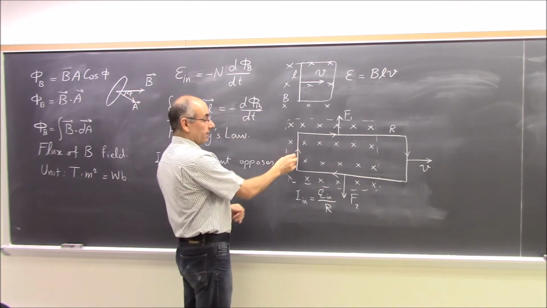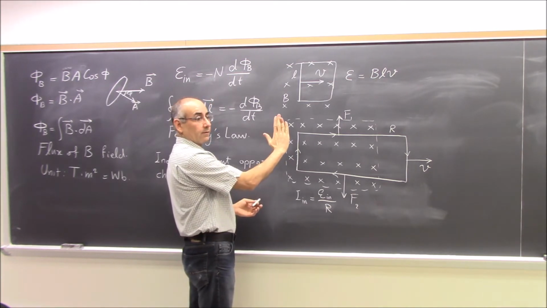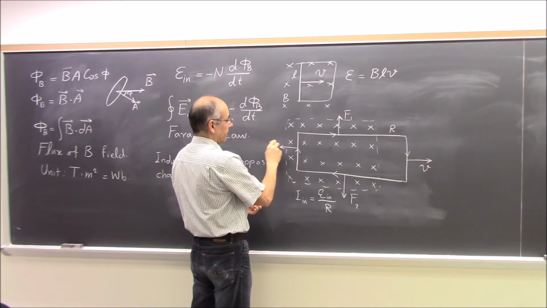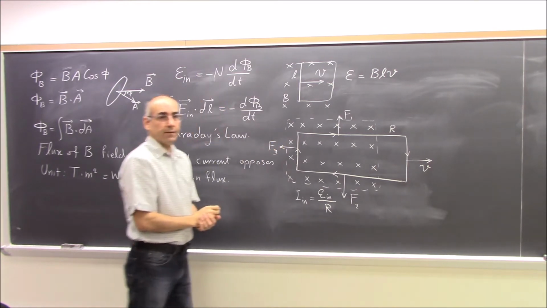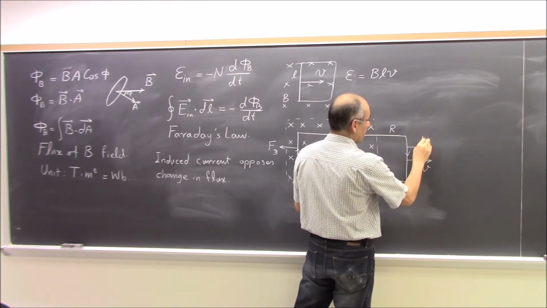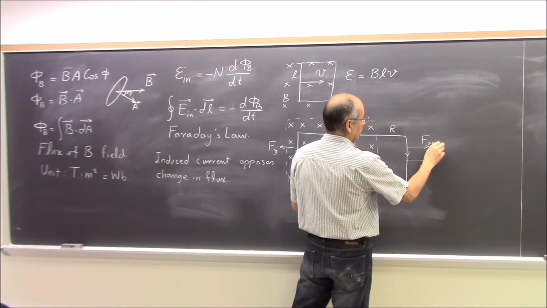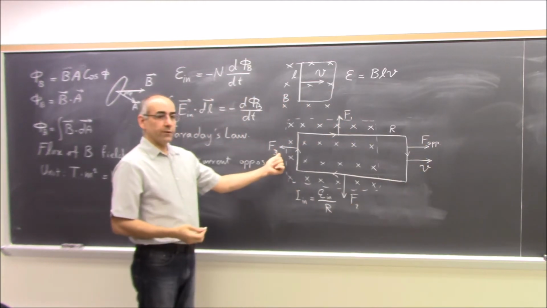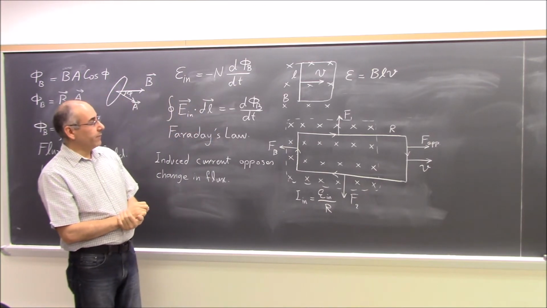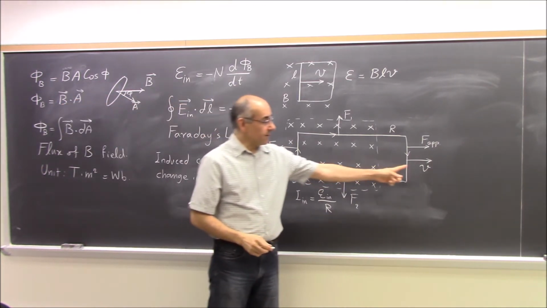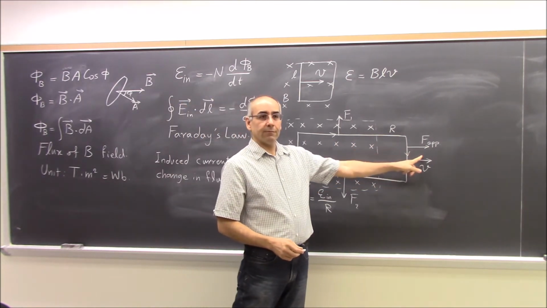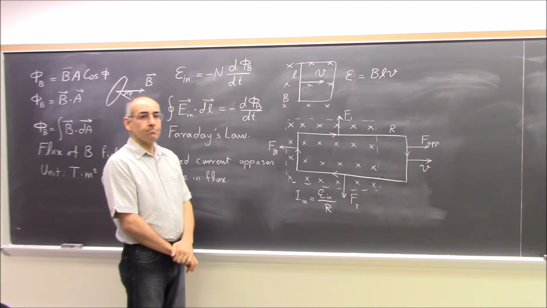What about this one? L cross B, this way. So this is F3. So you are applying a force this way, F applied, and this is the force of the magnetic field, which we call F of magnetic field, FB. And if you go at constant speed, it means that this force should be equal to that force, right?